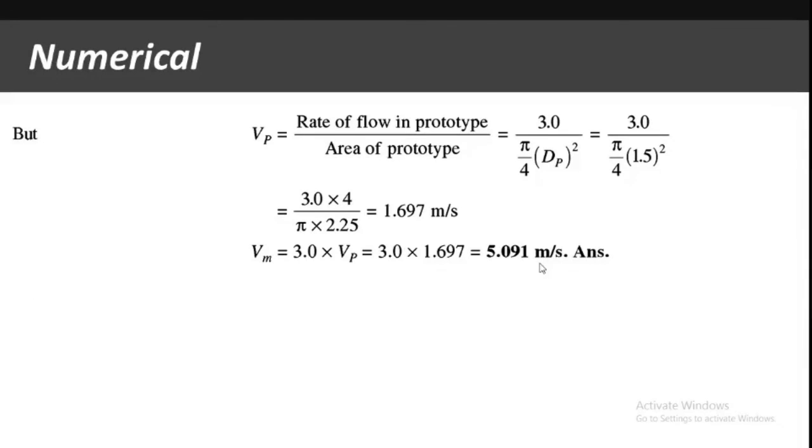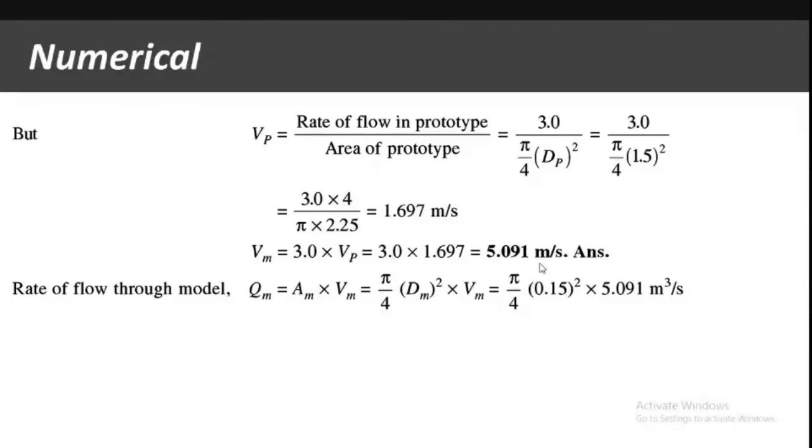After that, second क्या पूछा आपको? रेट ऑफ फ्लो थ्रू मॉडल. सो आपको वेलोसिटी पता चल गई तो आप क्या करोगे, एरिया से मल्टीप्लाई कर दोगे. ओके. सो Q of model is area of model into velocity of model. So pi by 4 into 0.15 meter square into velocity is 5.091. So putting this, it comes out to be 0.0899 meter cube per second. और लीटर में पता करना रहा तो 1000 से मल्टीप्लाई कर दो. सो इट इज 89.9 liters per second.